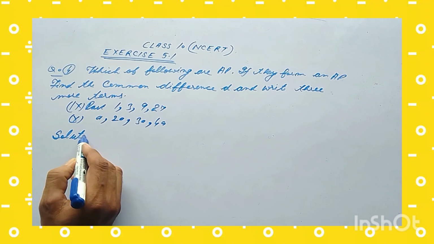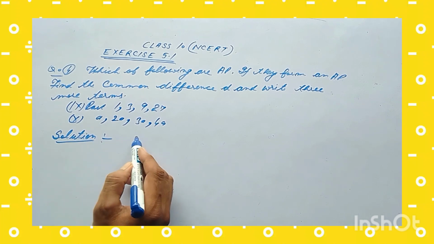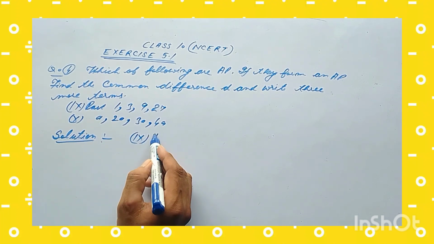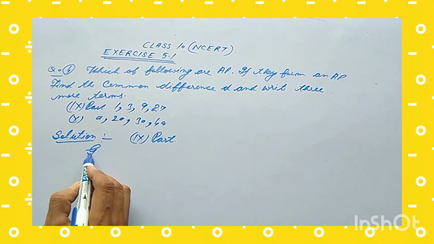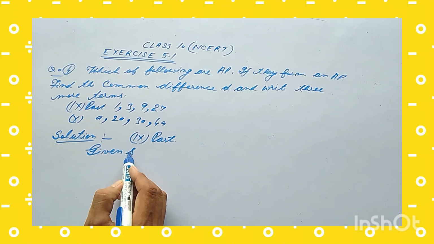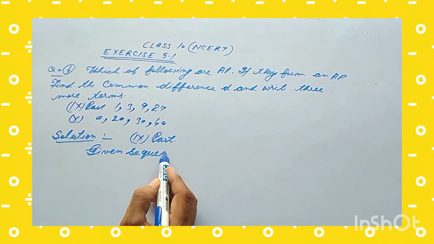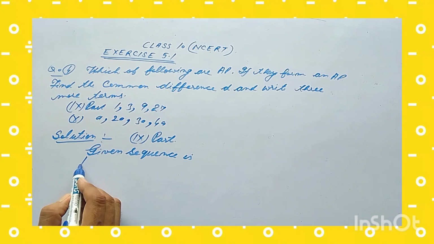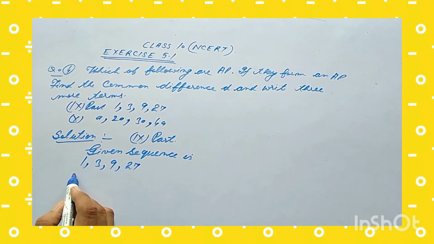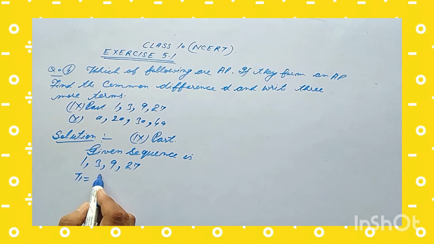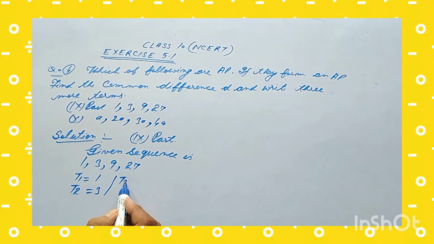Solution of the ninth part. Given sequence is 1, 3, 9, 27. T1 equal to 1, T2 equal to 3, T3 equal to 9, T4 equal to 27.